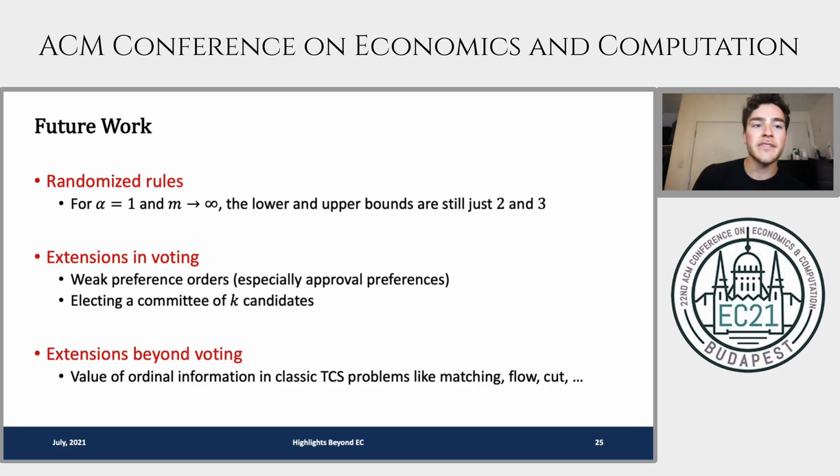What I think is really cool is applying this distortion framework beyond just voting, because I think it's very interesting to show the value of using different kinds of information. So, how much do we lose by using only ordinal information instead of the full underlying cardinal information? And this has been applied to many other interesting problems in theoretical computer science, things like matching, flow, and cut. But I think this kind of framework is really cool and can show us some interesting things about the usefulness of information. So that's all I have for you today.